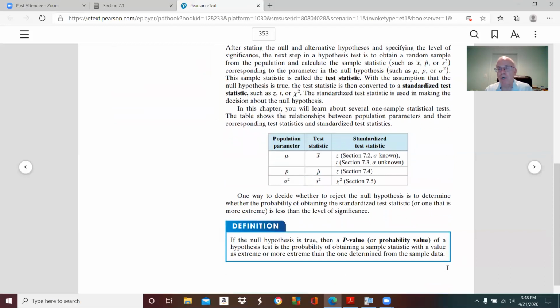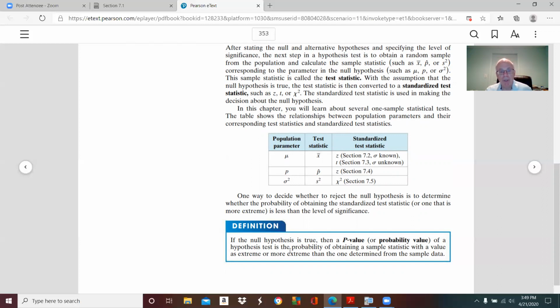Now, the only population parameters that we're going to test in Chapter 7 are the population mean and the population proportion. We will not be testing the variance, sigma squared. That's section 7.5, and that, in my view, is beyond the level of this course. It introduces a lot of additional information and complications that I think beginning students don't need at this point. So basically, we leave that out, and we just deal with the two types of hypothesis tests, one for a mean and one for a proportion.